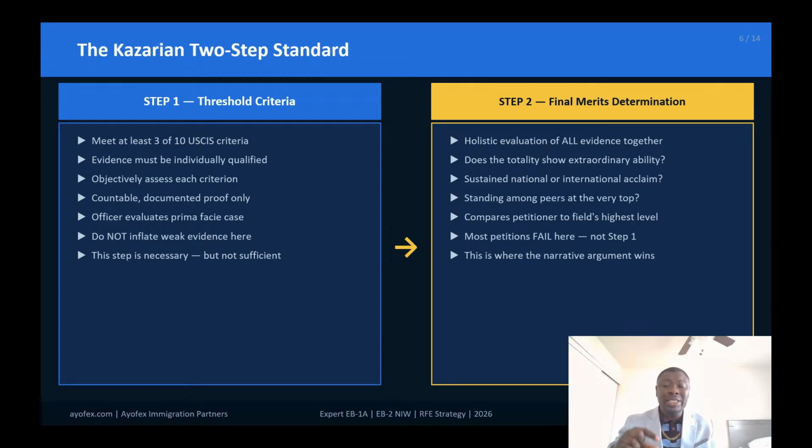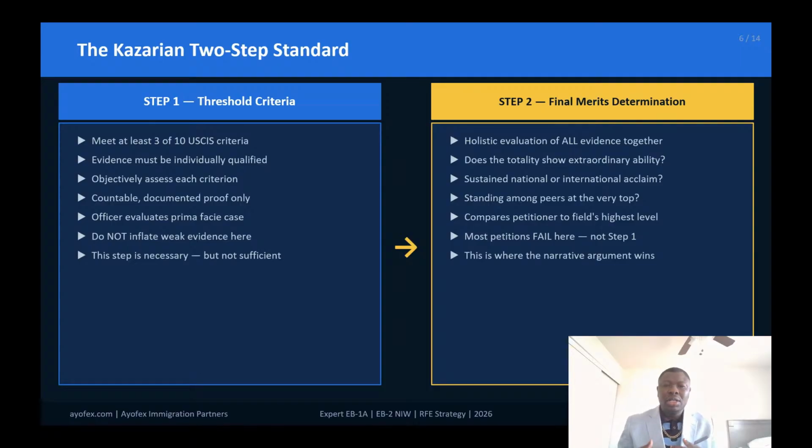Now, there is no definitive number of years on this sustained requirement, but in my experience, what I've seen that USCIS expects is at least 3 years of continuous achievement, 3 years of continuous recognition in your field.